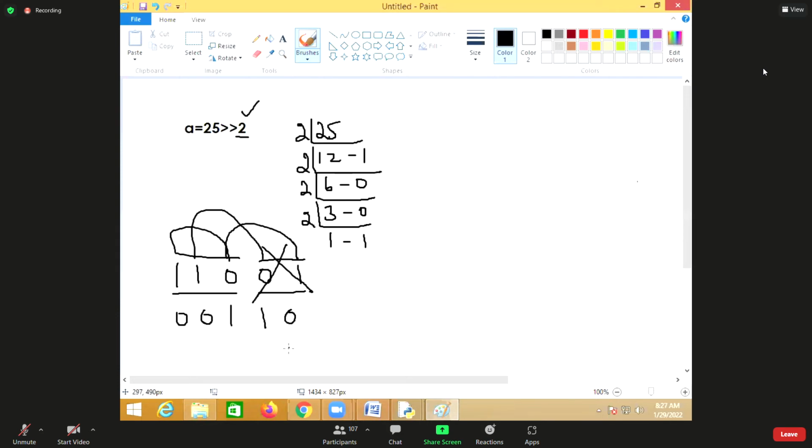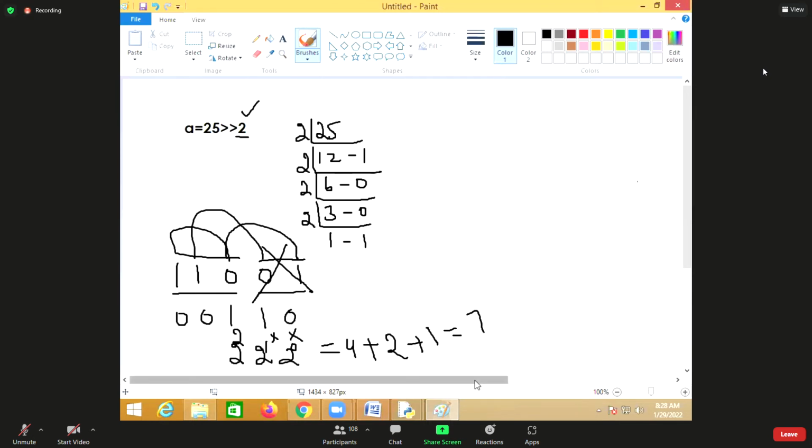Then convert this: 2 to the power of 0 into 0, 2 to the power of 1 into 1, 2 to the power of 2 into 1. So the value is 4 plus 2 plus 0, which is 6. Sorry, 6 plus 1, this is 1. So the equivalent value is 7: 4 plus 2 plus 1.